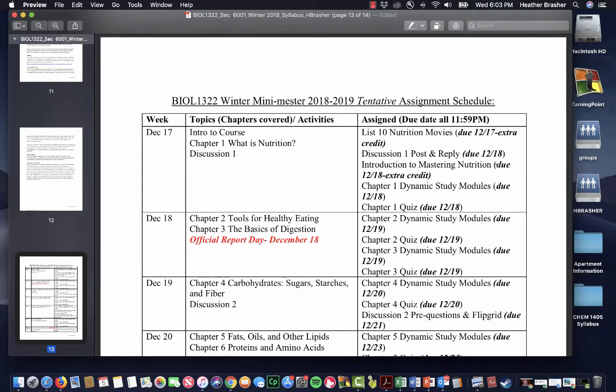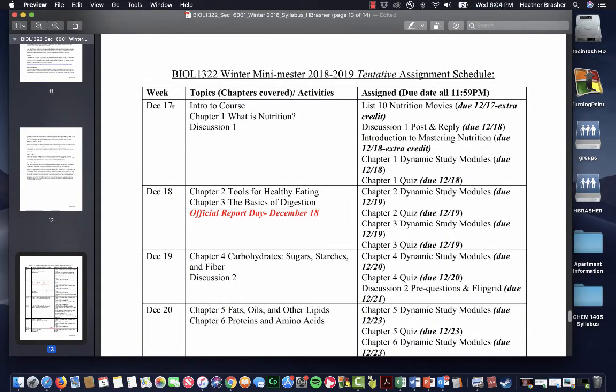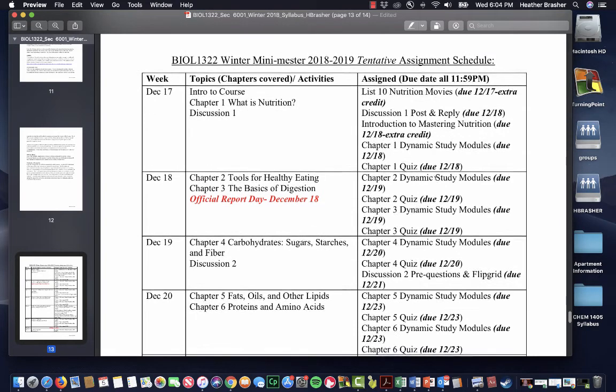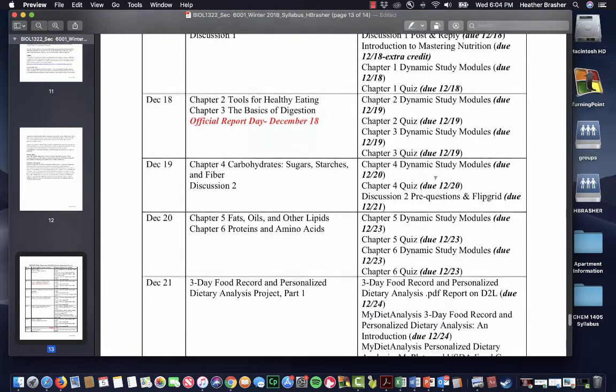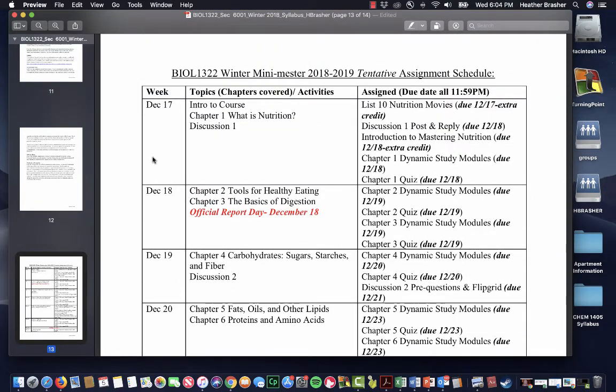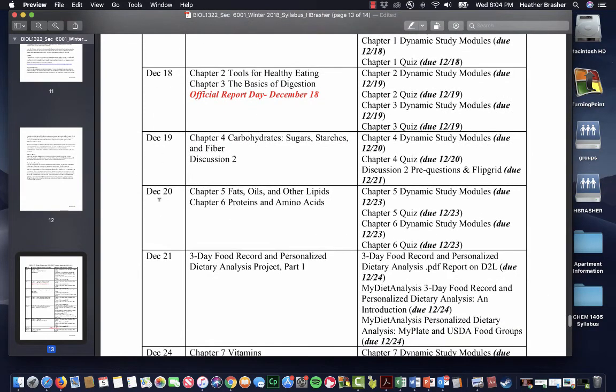So this is the tentative assignment schedule. For instance, on Monday, December 17th, you're going to go over the subject intro to course, chapter 1, what is nutrition, and discussion 1. Over here gives you the major topics, chapters and activities that you're going to be doing, and over here gives you the assignments. They're all due at 11:59, and next to it gives you the very specific day that they're due, right? So this gives you a pretty robust schedule, with work basically assigned Monday, Tuesday, Wednesday, Thursday, and Friday.